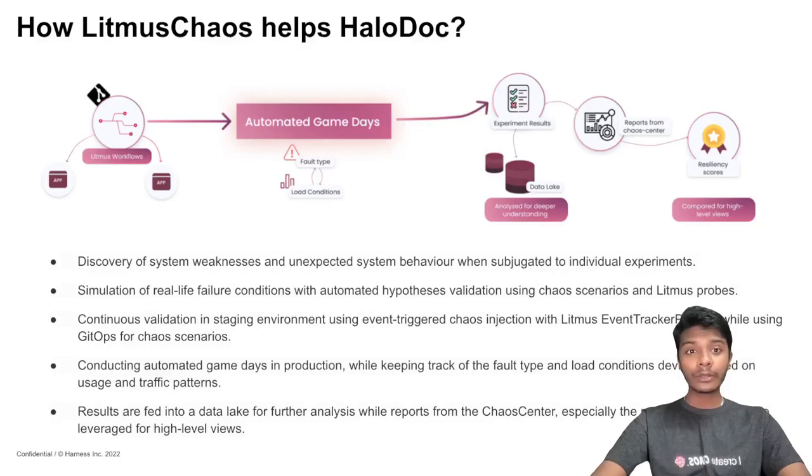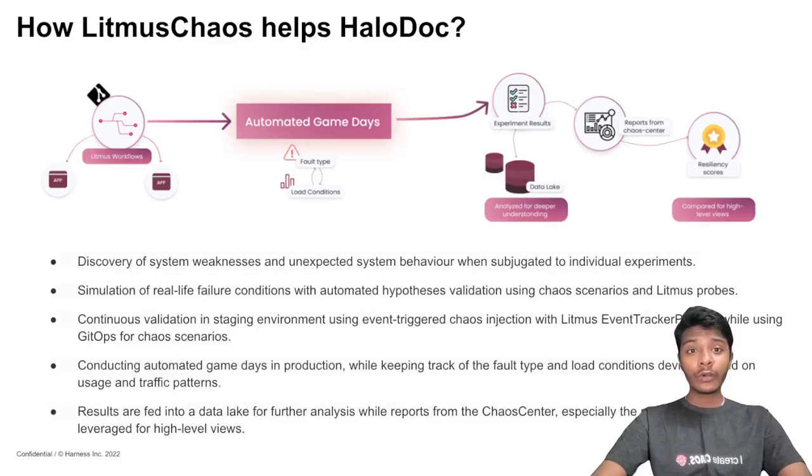Scheduled chaos experiments are used to conduct automated game days in the production environment, with a mapping between the fault type and load conditions that are devised based on the usage and traffic patterns. The results of these experiments are then fed into a data lake for further analysis by the development teams, while the reports from the chaos center, the control plane component of Litmus Chaos, especially those around comparisons of the resiliency score of scenarios, are also leveraged for high-level views.